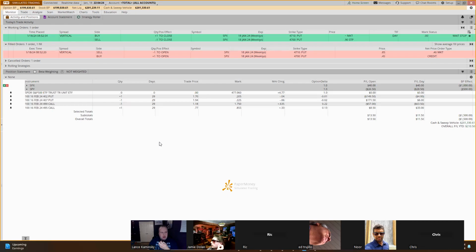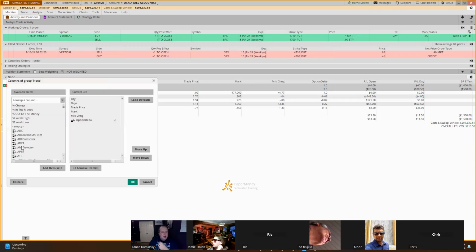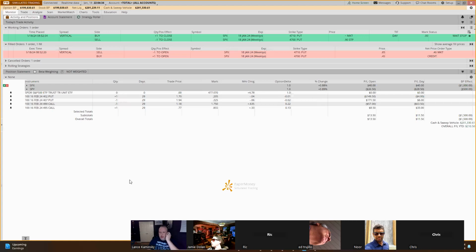But oh, percentage change. That might be helpful. Then I can see if it went up or down, percent change on the actual position. I think it's showing the percent change, that might be for the day, possibly.